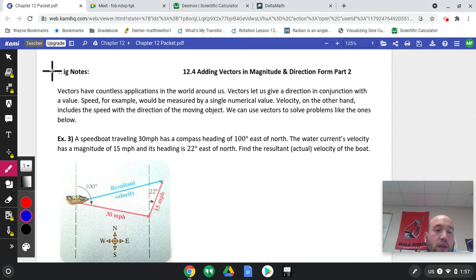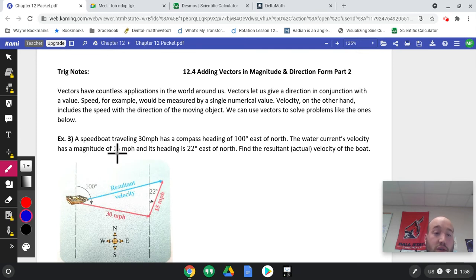So this paragraph here says vectors have countless applications in the world around us. Vectors let us give a direction in conjunction with a value. Speed, for example, would be measured by a single numerical value, whereas velocity, on the other hand, includes the speed with the direction of the moving object. We can use vectors to solve problems like the ones below.